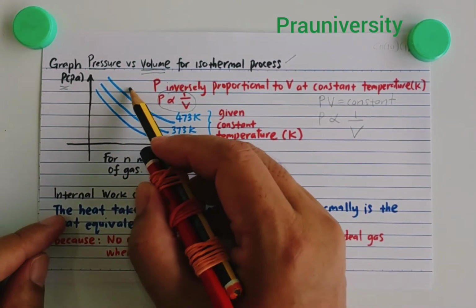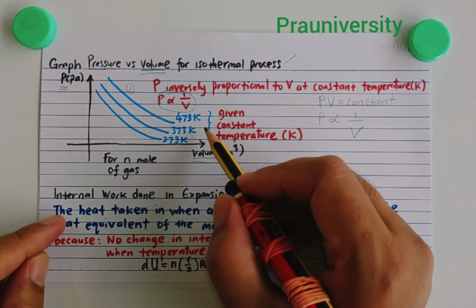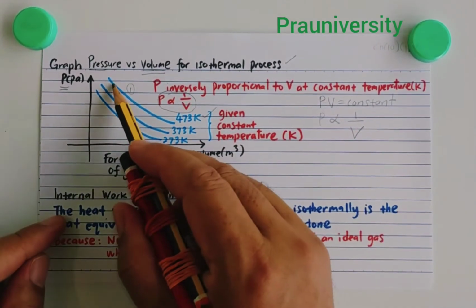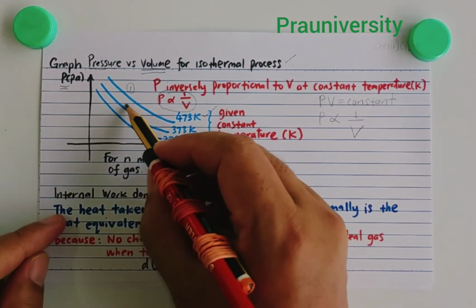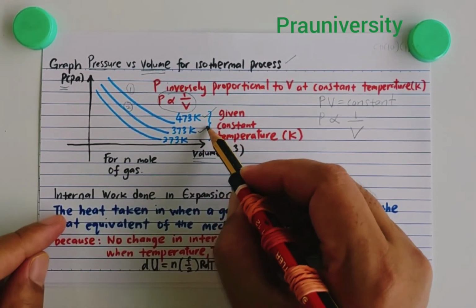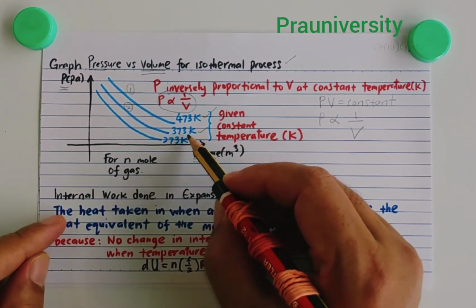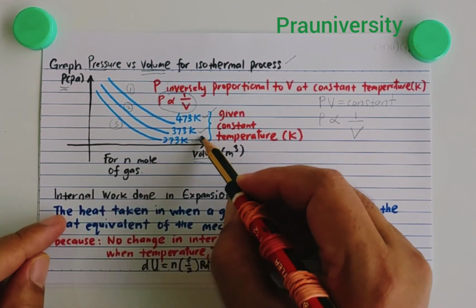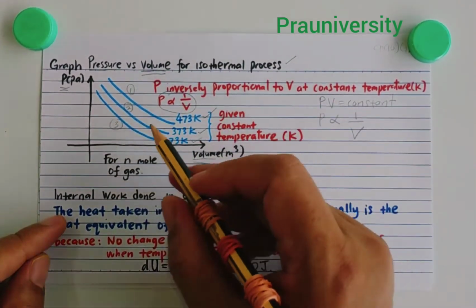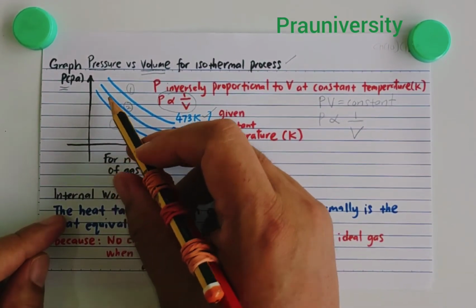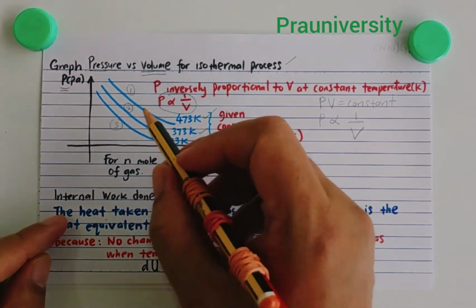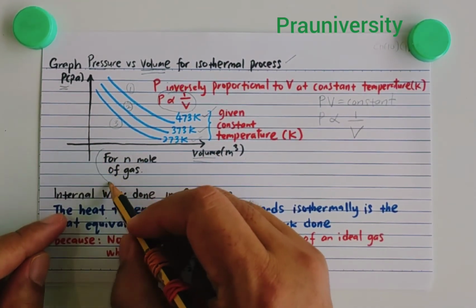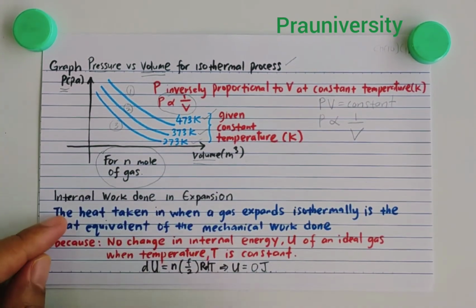The first graph is at a temperature of, for example, 473 Kelvin. The temperature is constant, so this one is the graph. For the second graph, the constant temperature is 373 Kelvin. And the third graph is for the constant temperature 273 Kelvin. So we have the graph for pressure against volume. This graph refers to n moles of gas.